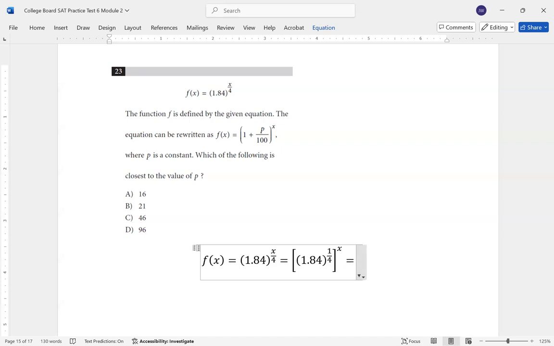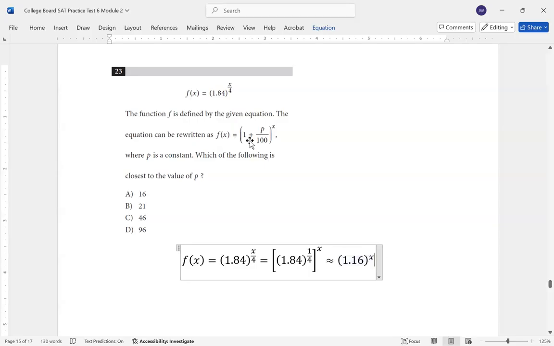What we end up with is 1.1647 roughly raised to the x power. If I wanted to round this to 2 decimal places, it'd be about 1.16 raised to the x power. I'm going to put an approximate value sign there so we know that that 1.16 has been rounded.